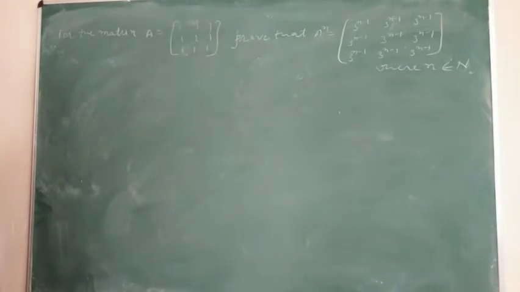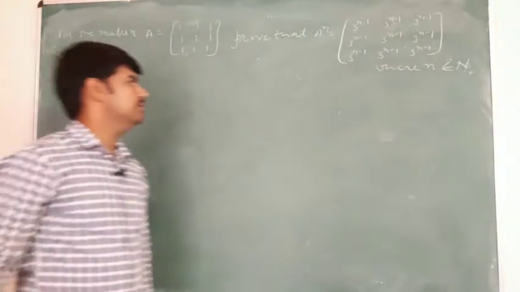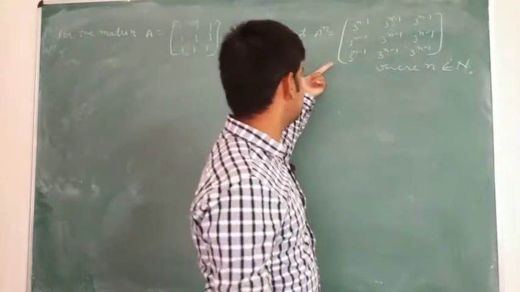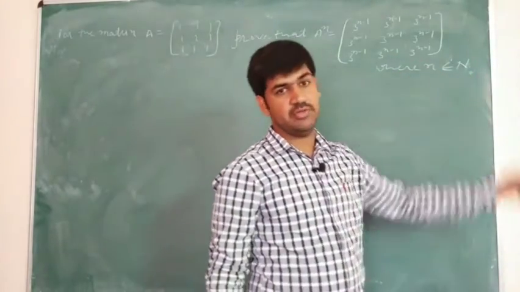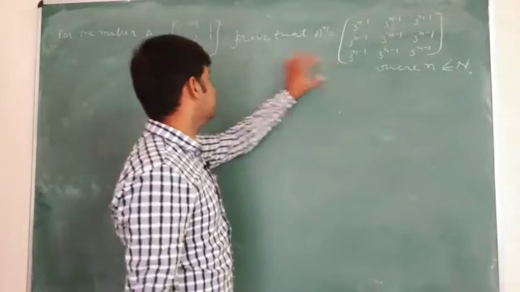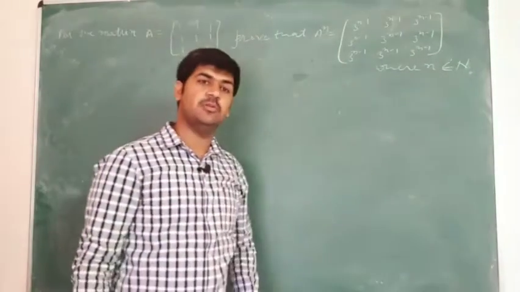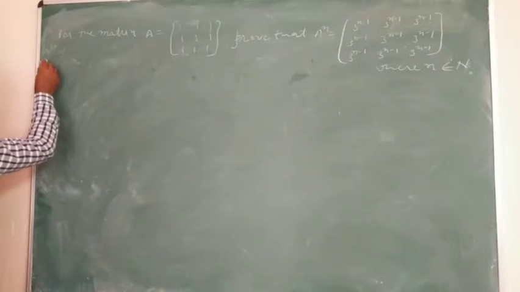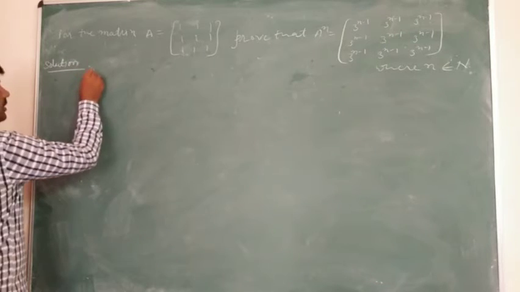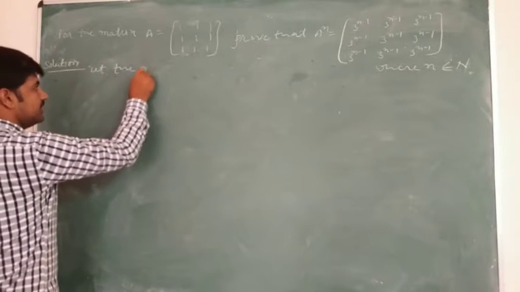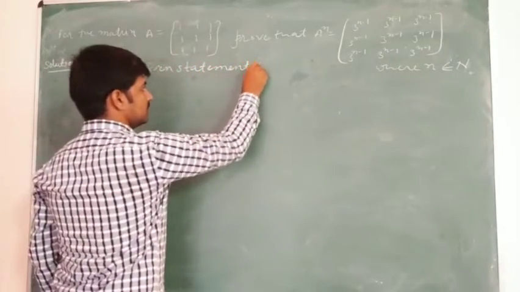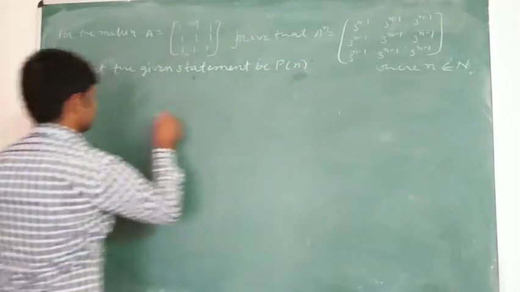So dear students, I have discussed in the previous video that whenever we get some n in a statement, where n belongs to the set of natural numbers, we use the principle of mathematical induction. So to prove this statement for this matrix, we will use the principle of mathematical induction. So like the previous example, solution: let the given statement be Pn.